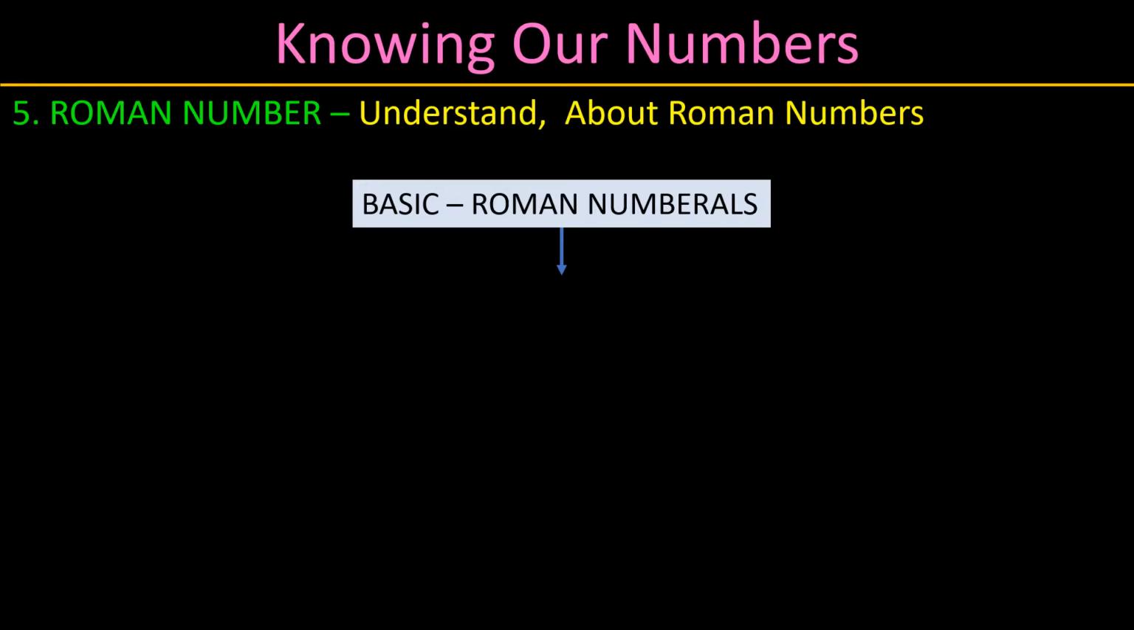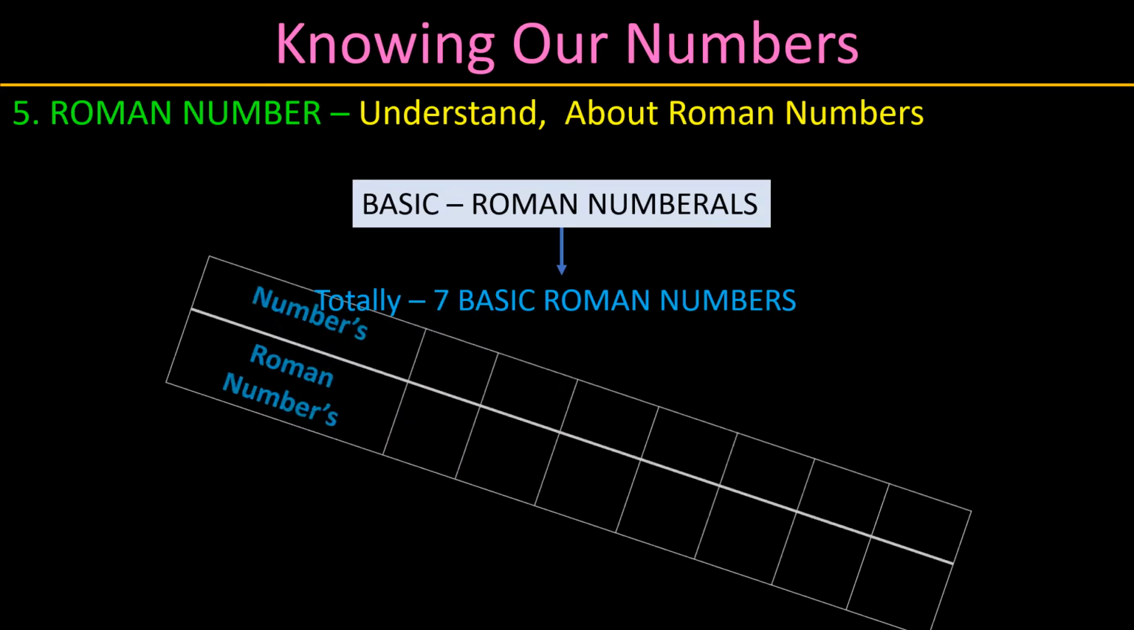Let's go on to understand Roman numbers. There are a total of 7 basic Roman numbers. What are those? Let's see.